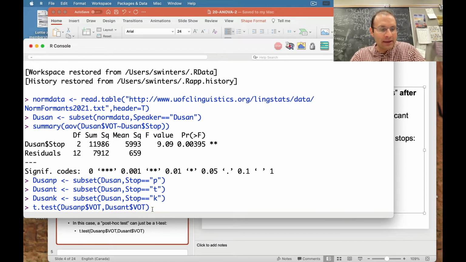So we're going to look at the VOT for P versus the VOT for T, and we're going to run a t-test comparing the means of those two subgroups. And I'm going to do this in the most simple-minded way available to me at the moment. I'm not going to specify anything about the variance or whether it's a paired t-test or not.